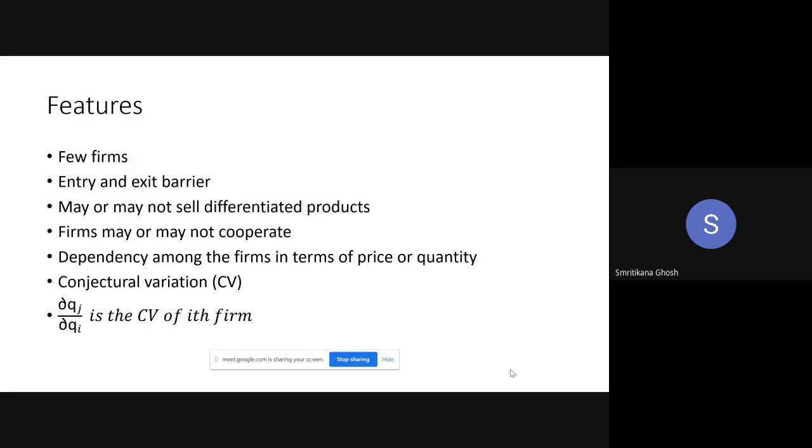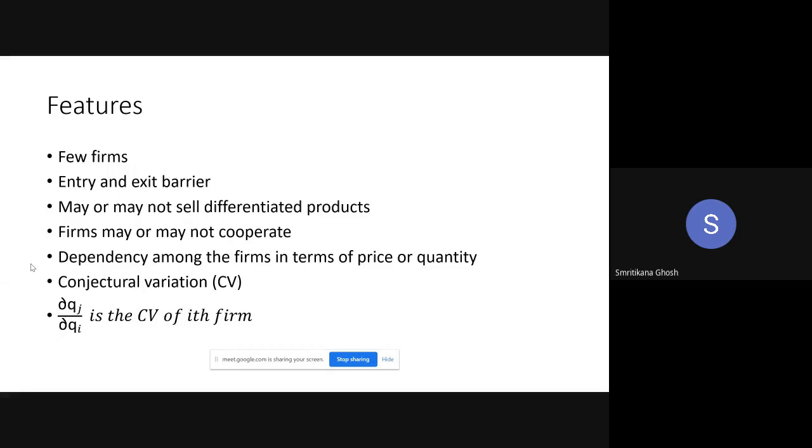Del Qj by del Qi. This is the CV, the conjectural variation of the ith firm. So here, conjectural variation of the leader is del Q follower by del Q leader, and the leader knows there is a follower. So if I change my quantity, the follower will change his quantity because he is my follower. So for the leader, conjectural variation is non-zero.